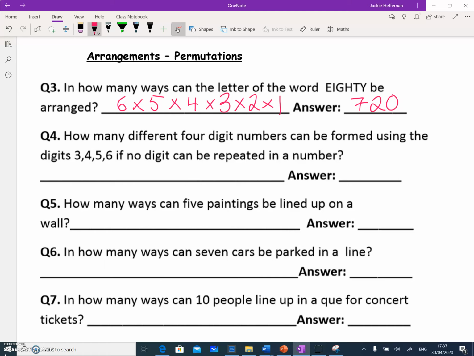Okay, so question 4. How many different 4-digit numbers can be formed using 3, 4, 5, and 6? Okay, last time we did this, people got very confused, and when they were writing 3, 4, 5, and 6, they were multiplying them by each other. That's not what we do. We have 4 places. Just think of a 4-digit pin, right? How many numbers do we have? We have 1, 2, 3, 4. So we have 4 different numbers that could go in there.